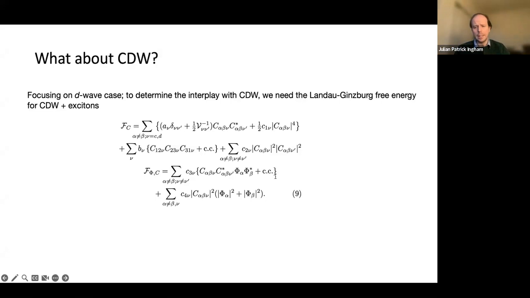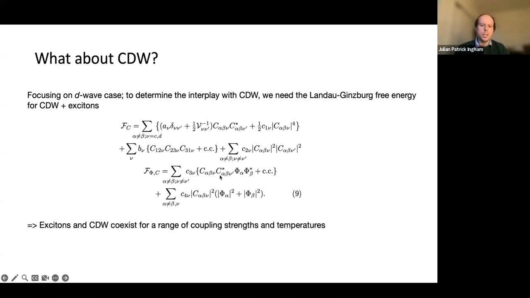This expression looks a bit messy, but basically C alpha beta is the charge density wave order parameter formed by coupling electrons of patch alpha and patch beta. Phi alpha is the value of the excitonic order parameter at patch alpha. And this V inverse is the coupling which drives the formation of the charge density wave state. After we perform the non-trivial task of computing these coefficients, basically numerically, this C2 is roughly half of the other C constants, which are all roughly equal for a range of temperatures.